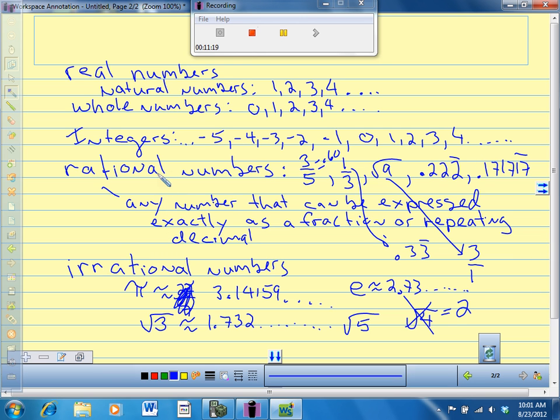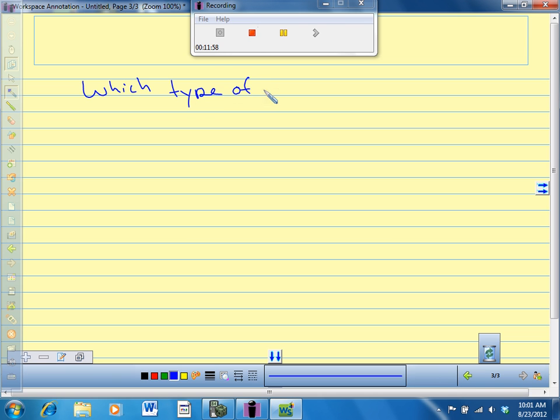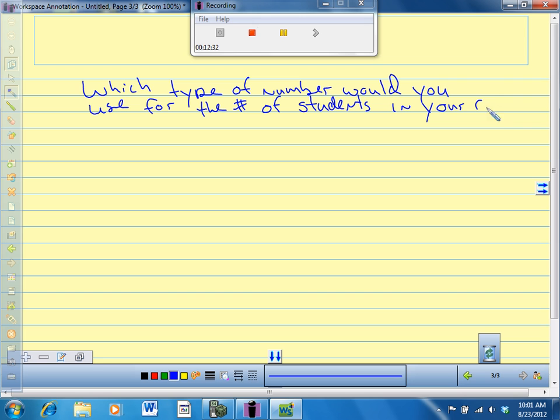Okay. So new page. What if you had a question like this? Which type of number would you use for expressing the number, this sign means number for shorthand, of students in your class? Would you use whole numbers, natural numbers, integers?